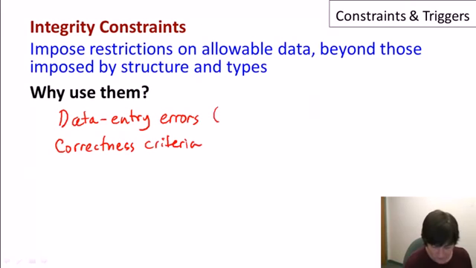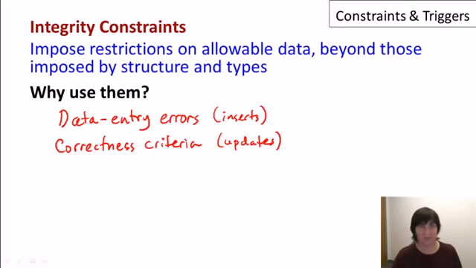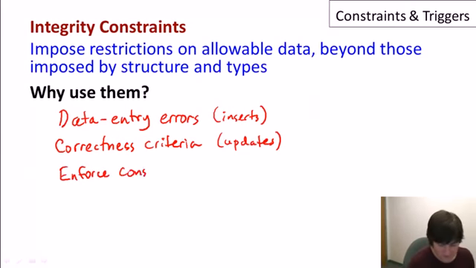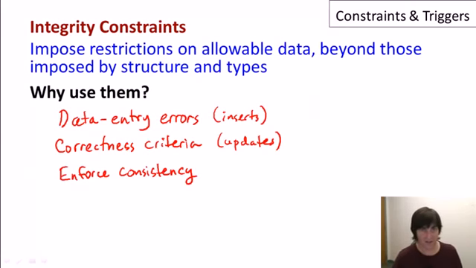Data entry errors would typically be for inserts, where correctness criteria might be for updates. So if we're modifying the database, for example, we update a GPA or an enrollment, if we're checking our constraints, that will make sure that our updates are correct. They don't have errors. Another use of constraints is to enforce consistency. We might have copies of data in the database in different places, or some data that relies on other data.